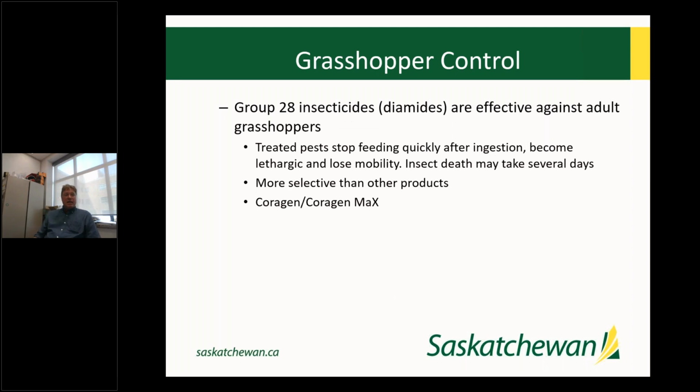Group 28 insecticides, or the diamides, are effective against adults and mature nymphs. What freaks people out a little bit about the group 28s is they're not knockdown insecticides like some of the other ones, but you're going to see this rapid cessation of feeding. So the animal's still going to be alive, but it's not feeding, or it's feeding much less, and then it will die. But these products are very effective. So the Coragen and Coragen Max.